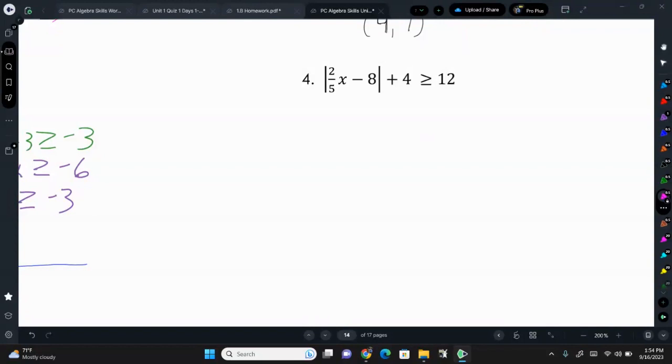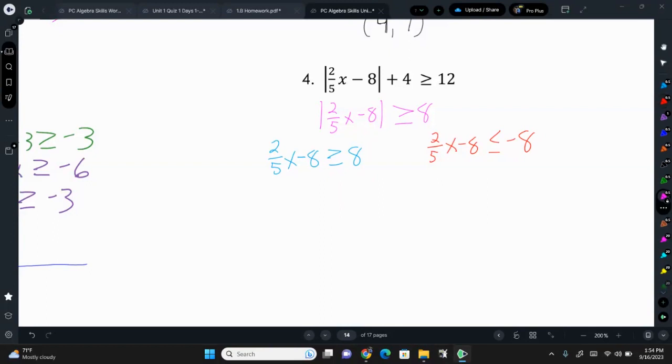All right, so last one, we have to get the absolute value bar by itself, so we'll subtract 4 from both sides. So we have the absolute value of 2 over 5x minus 8 is greater than or equal to 8. Now that the absolute value bar is by itself, we can split this up. And then the second one is going to be 2 over 5x minus 8 is less than or equal to negative 8.